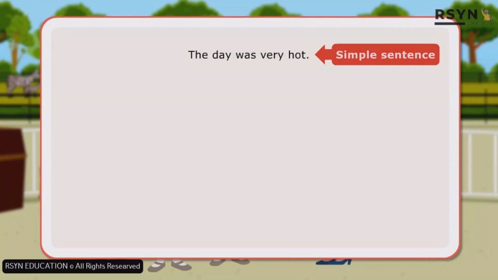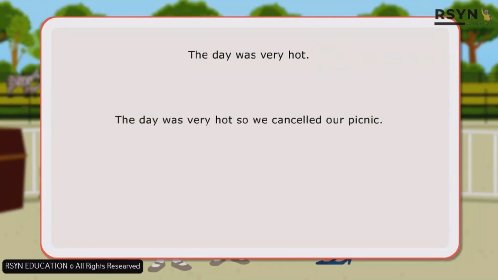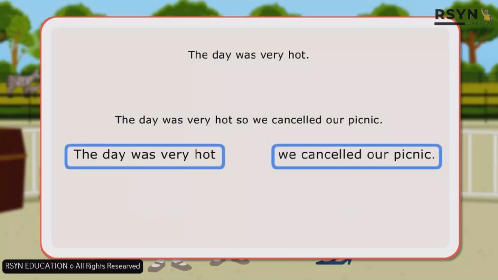If a sentence has more than one statement presenting more than one thought and both the statements can stand alone as separate sentences, then the sentence is a compound sentence. The day was very hot, so we cancelled our picnic. Here, the day was very hot and we cancelled our picnic can both stand alone, separately, as independent sentences, each one expressing a complete thought, joined together by the conjunction so.